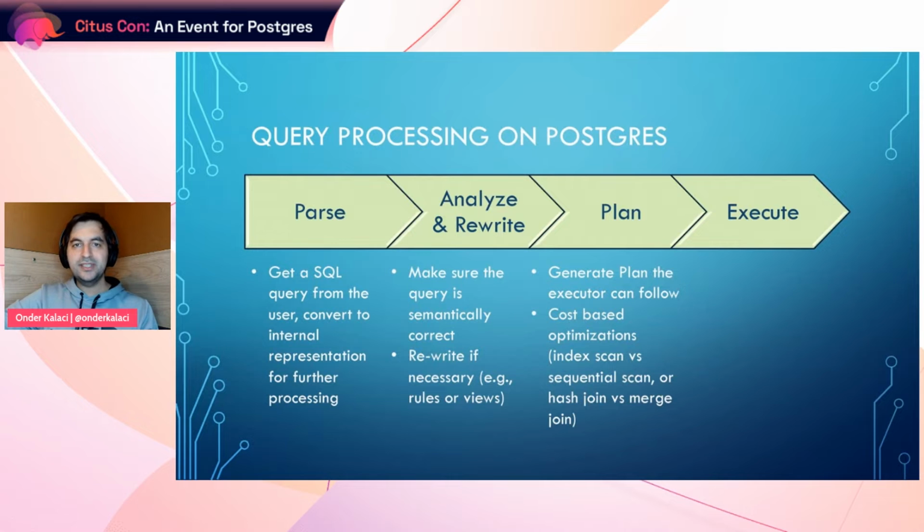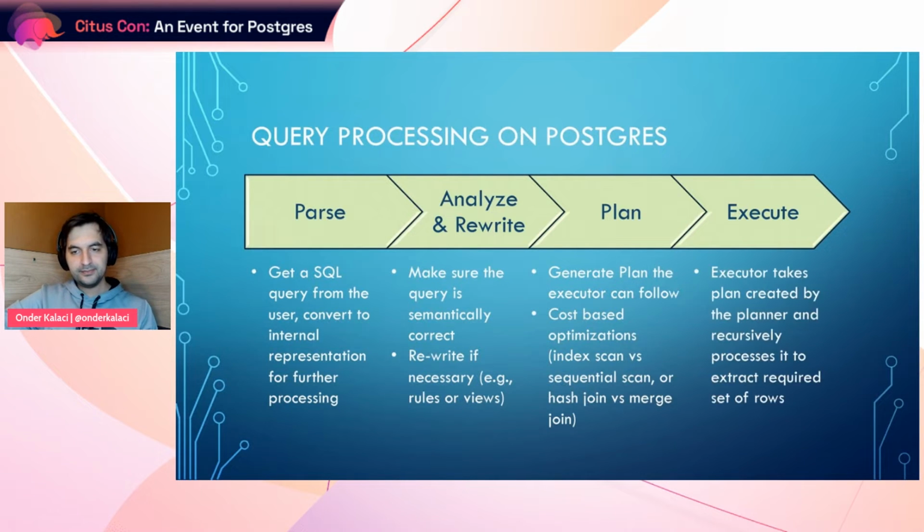Postgres has a cost-based planner optimizer, which assigns costs to each of these operations and then tries to pick the optimal one. The executor is actually relatively simple. It follows what the planner yielded, and it recursively calls these plan nodes over and over again to fetch tuples from nodes to the upper level nodes, and then finally returns the results to the user.